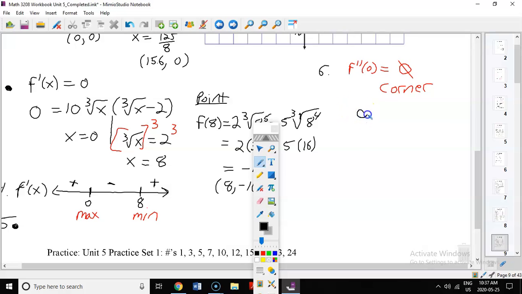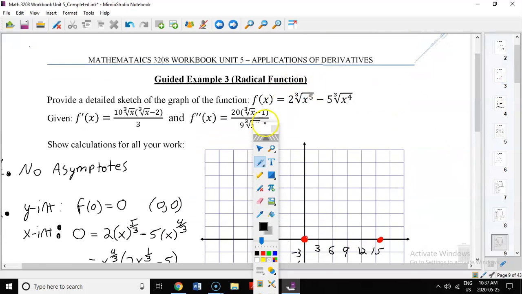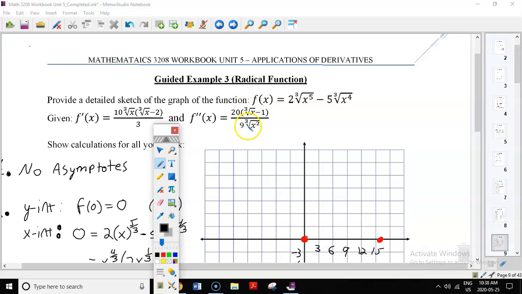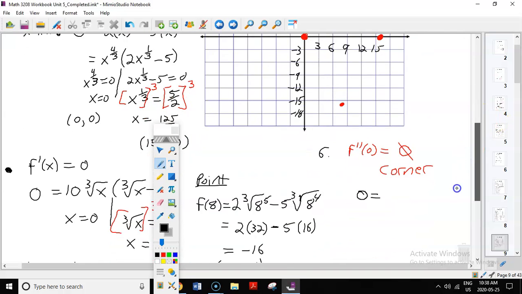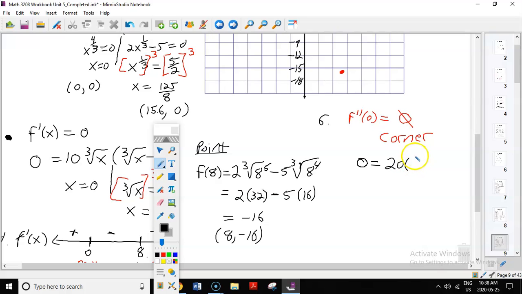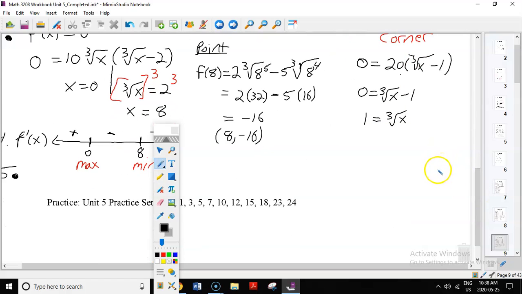So we want to know when f double prime is equal to 0. Again, we don't need to worry about the denominator. We're just worried about when the numerator is 0. So the numerator is 0 when 20 times the cubic root of x minus 1 is 0. So this part is the only part we're worried about. So when is the cubic root of x minus 1 equal to 0? When the cubic root of x is 1, which means when x is equal to 1.